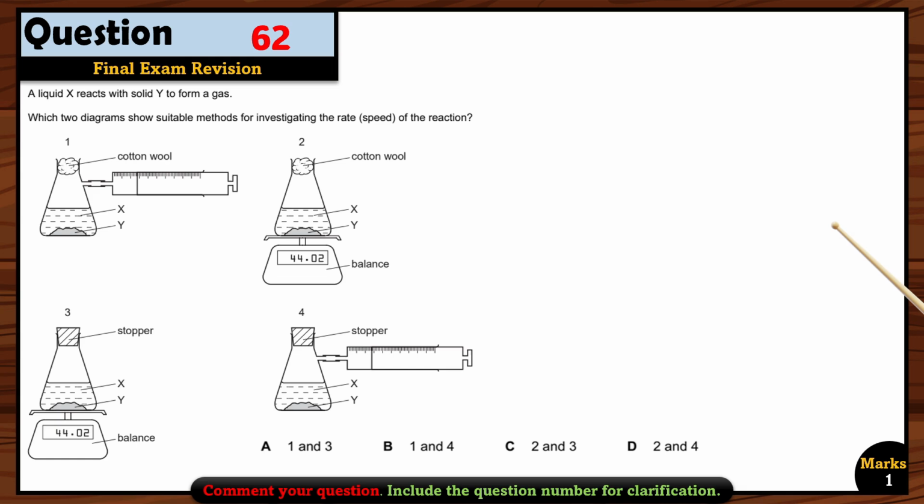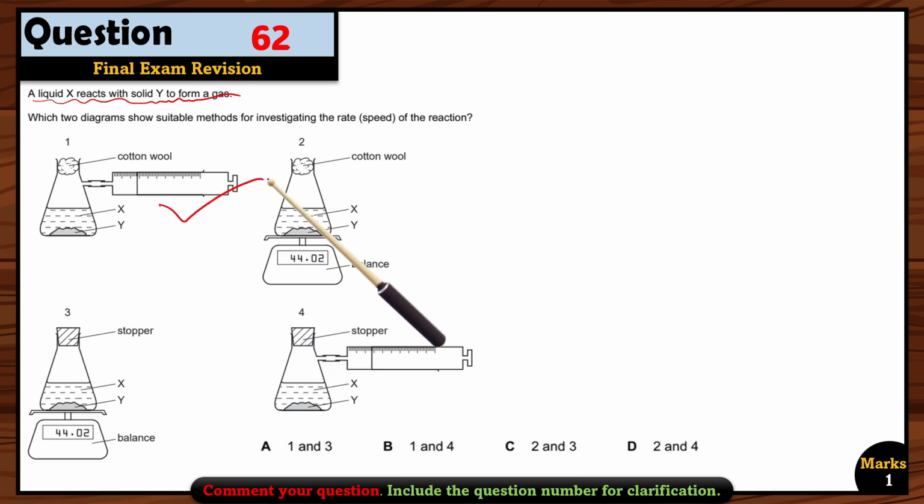So now they are asking which two diagrams show a suitable method for investigating the speed of the reaction. For example, in one, what is the reaction? A liquid X reacts with solid Y to form a gas. Now your product is a gas, right? Because they are trying to measure a gas here, the product, your whole apparatus should be suited to the rate of reaction that you are measuring. So your apparatus should also be suited to measuring a gas.